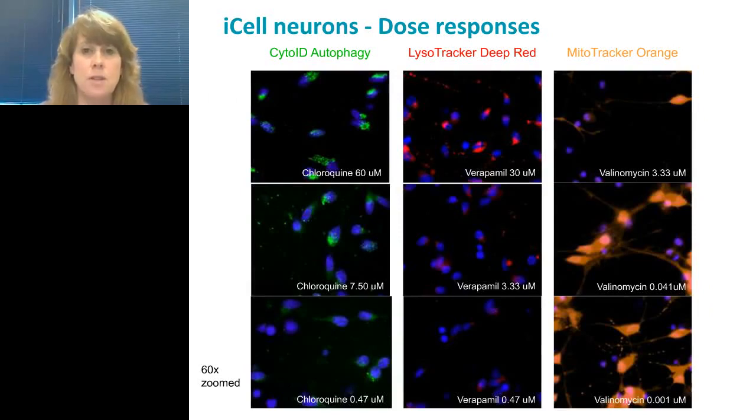Then I moved on to doing experiments with the iCell neurons, human neurons, and these are examples of what the images would look like with the neurons at 60x magnification. Exact same compounds, same fluorophores.